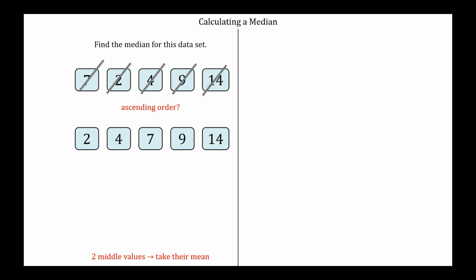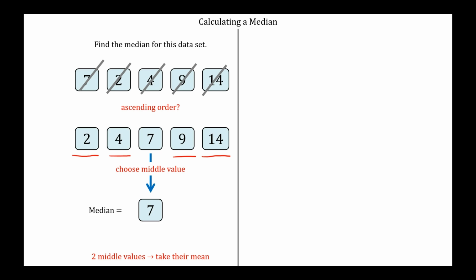Now that I have these data points, I'm simply going to look at my smallest value, which is 2. I'm now going to look at my largest value, which is 14. I'm going to either underline it or cross it out. I now have 4 as my second smallest number, and 9 as my second largest number. So now the only number I have left after I start counting from left to right is 7. That's going to be my middle value. So because it's my middle value, 7 is going to be my median.